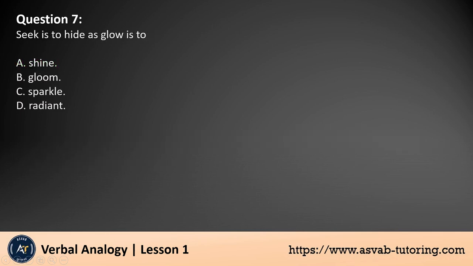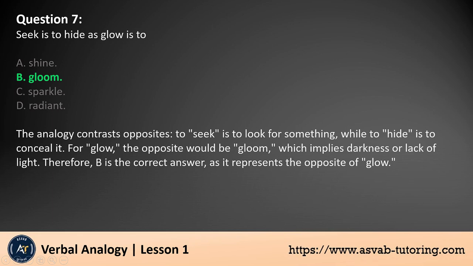Question 7. Seek is to hide as glow is to: A. Shine, B. Gloom, C. Sparkle, D. Radiant. The answer is B. The analogy contrasts opposites. To seek is to look for something, while to hide is to conceal it. For glow, the opposite would be gloom, which implies darkness or lack of light. Therefore, B is the correct answer, as it represents the opposite of glow.